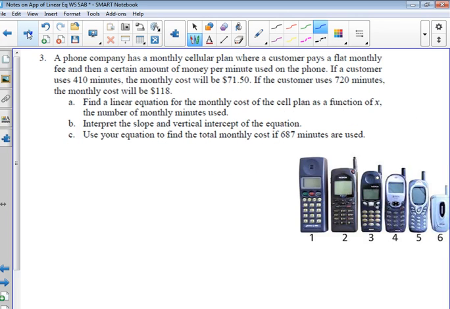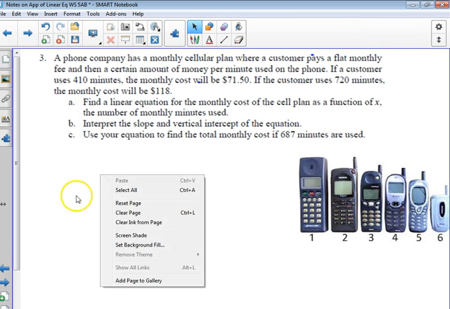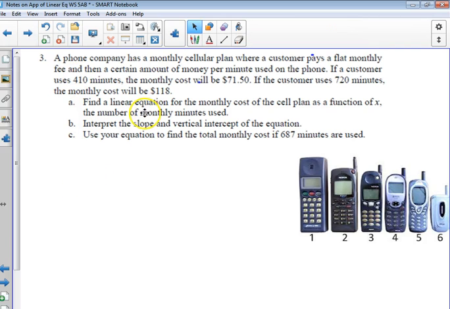Number 3, yeah, because I copied and pasted this from another worksheet and this one's actually on the quiz. There is a question, not with these numbers, but like this about a phone company. There's a flat fee built in plus an amount of money per minute. If you use 410 minutes, it's $71.50. Use 720 minutes, it's $118. How are we going to determine the amount per minute and the flat fee?